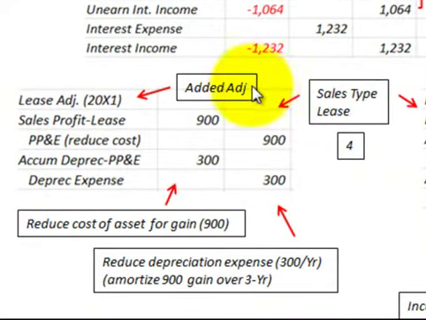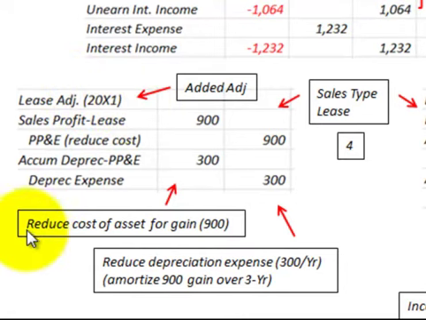Okay, now let's look at the added adjustments we'd have to make for this consolidation for this sales type lease, and these are the adjustments that we have to make due to the profit that we recognize here on the sales type lease. So first, looking at our lease adjustments here for the year 20X1, or the first year here.